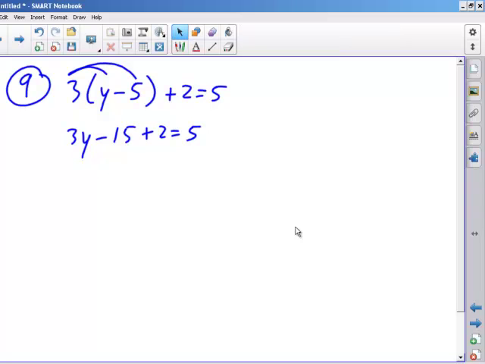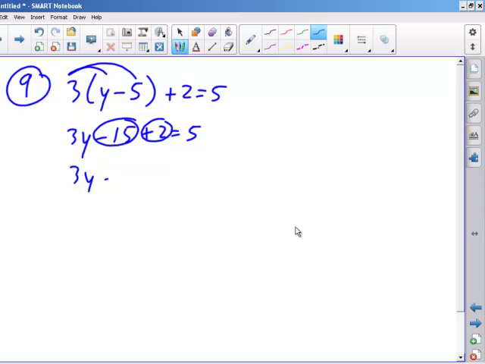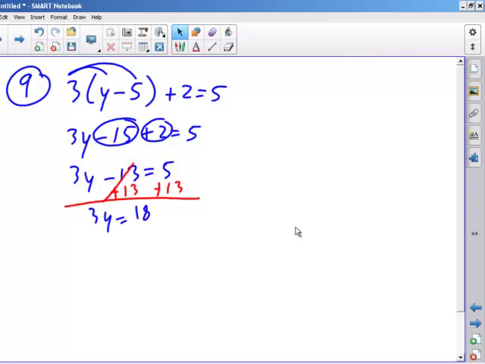Then my other step is to combine like terms, and I can do that. I see this negative 15 and the 2 here, so I get 3y minus 13 equals 5. I then have to solve the two-step equation by adding 13, cancel it out. I then get 3y equals 18. I then divide by 3 and divide by 3, and I'm left with y equals 6.